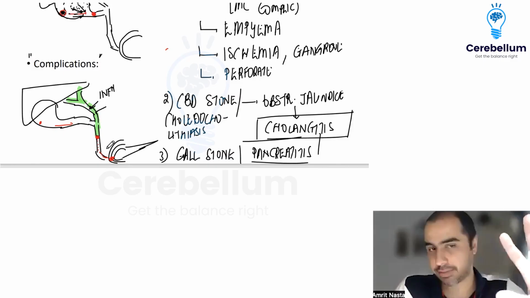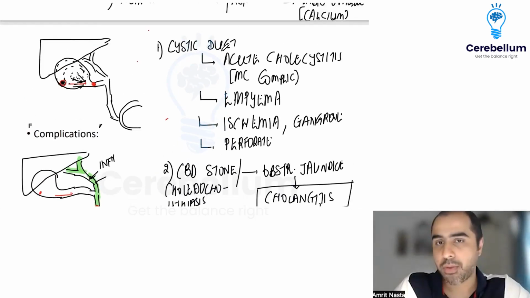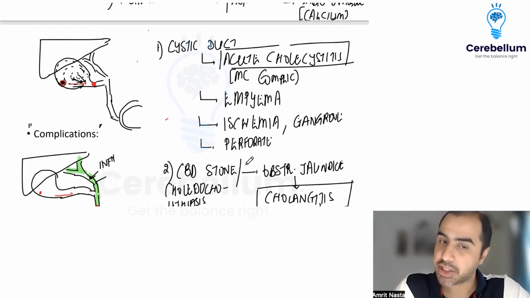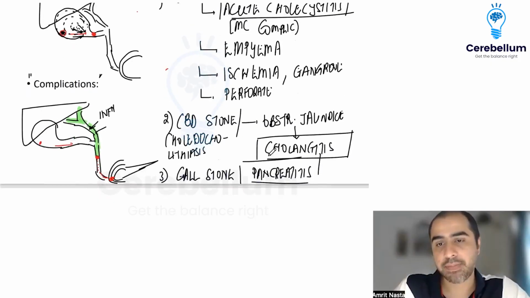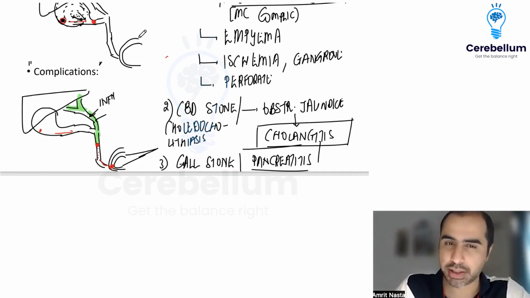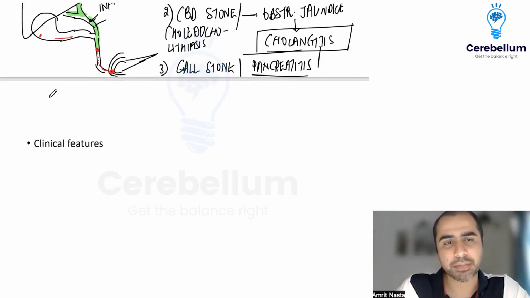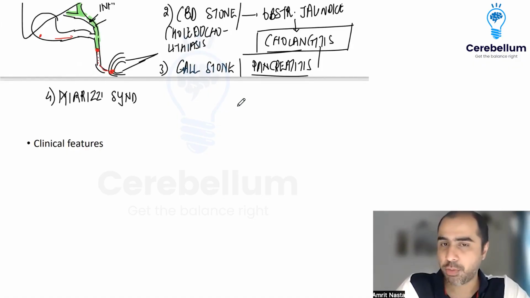Okay, so that's different. These are the main complications that you need to know about gallstone disease: acute cholecystitis, CBD stone or choledocholithiasis, and gallstone pancreatitis. ये तीन सबसे important है. There are some more complications, but these are the important ones. There is a rare complication which was asked in FMG once before, that is called Mirizzi syndrome. It's not very common. Mirizzi syndrome में क्या होता है?